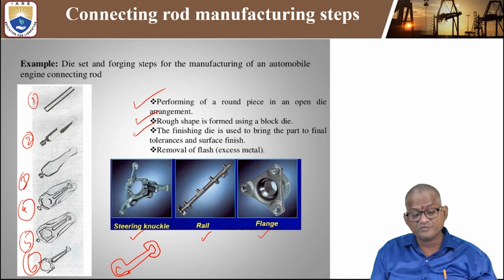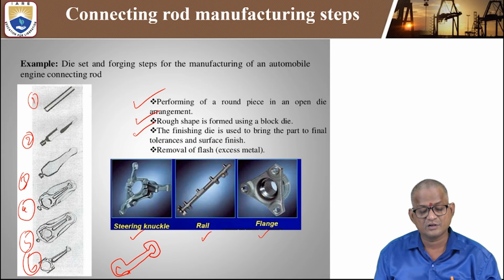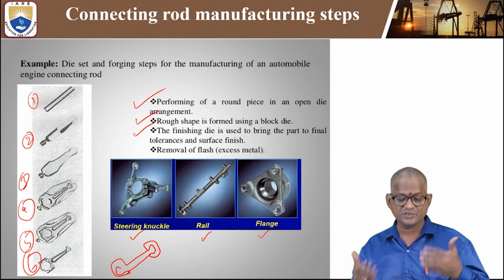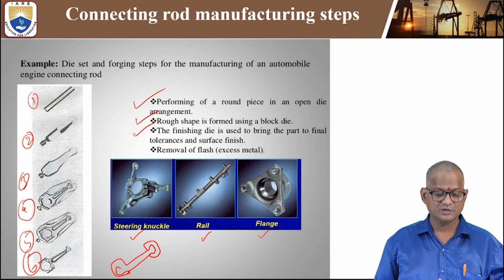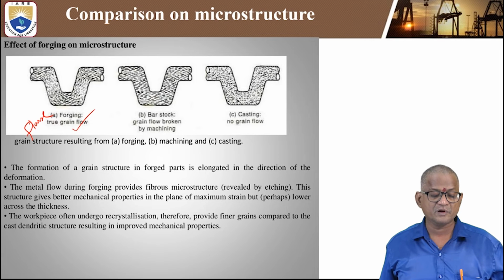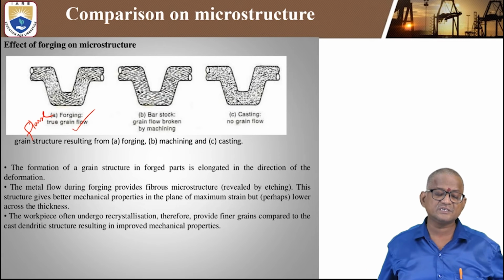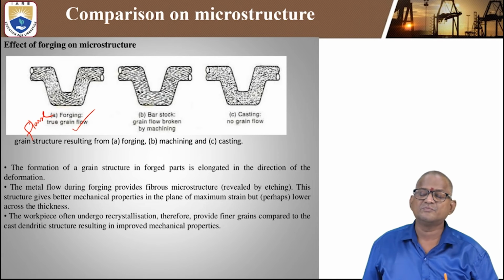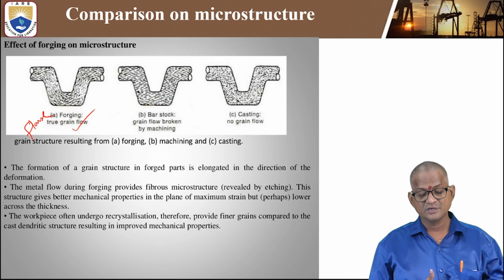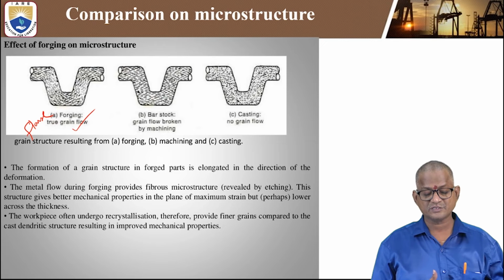The best examples for drop forging are the steering knuckle, rail knuckle, and flange. Okay, and apart from that, what is the basic effect of forging on the microstructure? Effect of forging on microstructure.